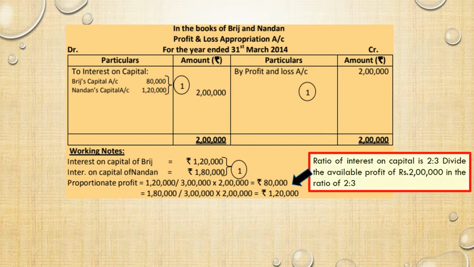So whenever you have this situation, this is what you have to do. You need to distribute whatever profit is available to you in the ratio of appropriation. Here the appropriation is interest on capital, so we need to just distribute it in the ratio of interest on capital. So the interest on capital ratio is what I calculated, 2:3. So just divide that 2 lakh rupees in 2:3 ratio. Okay, so you will get 80,000 for Brij and 1,20,000 for Nandan.